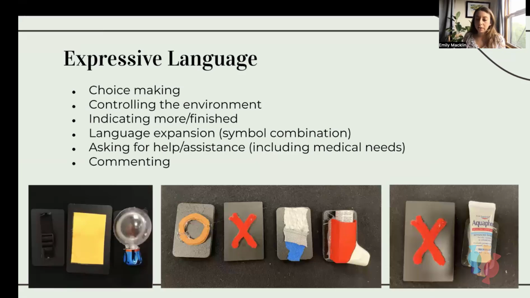Okay, so now we talked a little bit about how receptively tangible symbols can support you, but now let's talk about expressive language. So these can be used for choice making, but not just choice making. There's a lot more than choice making, which is a really powerful part, but it's not everything. I don't want you to feel like it's only choice making. That's a big part I hope you can take away from this presentation, is how much more it can be than that. So an individual having more control over their environment, indicating if they want more or to be finished.